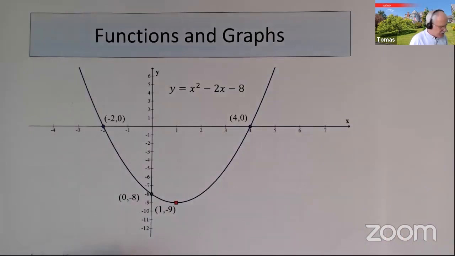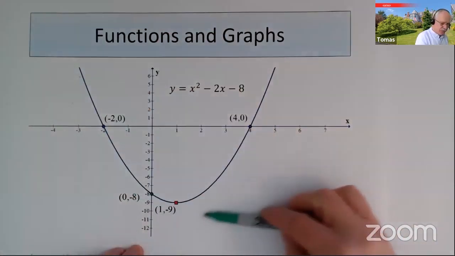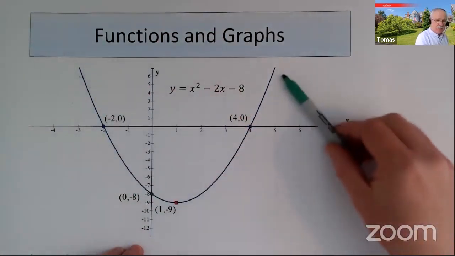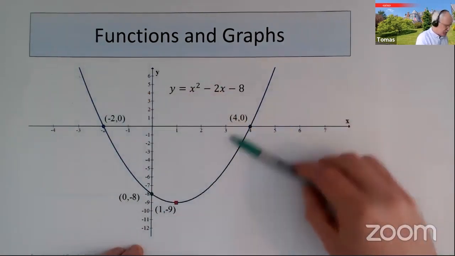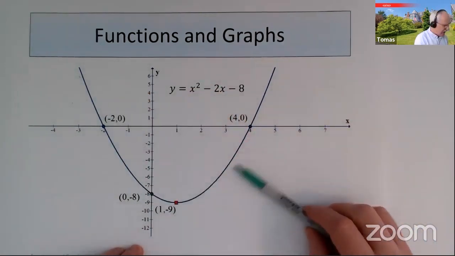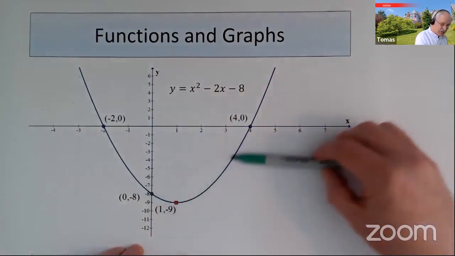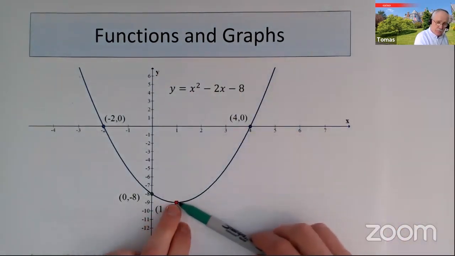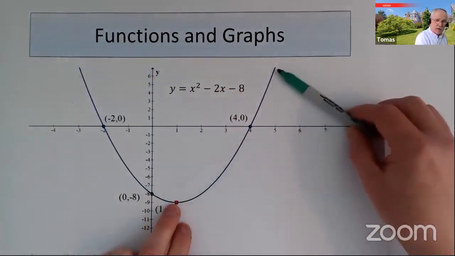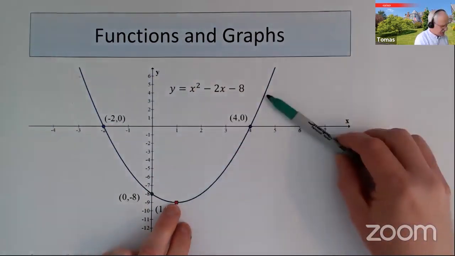Okay, so functions and graphs. This is a graph you've seen a million times. They were there in the Junior Certificate. It's a quadratic graph. It swings nicely, it curves nicely. It has one minimum point, so it goes down and comes back up. And it's like a vase.